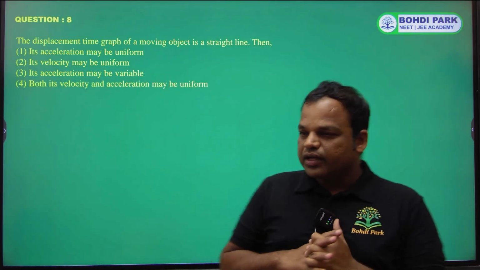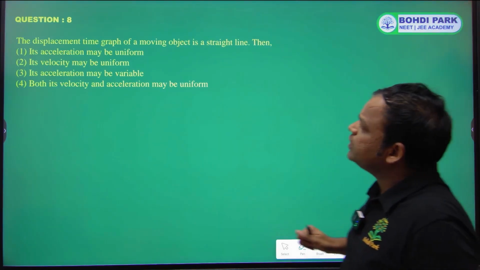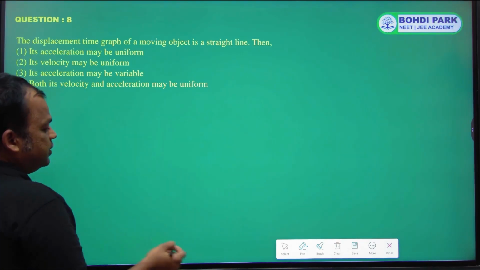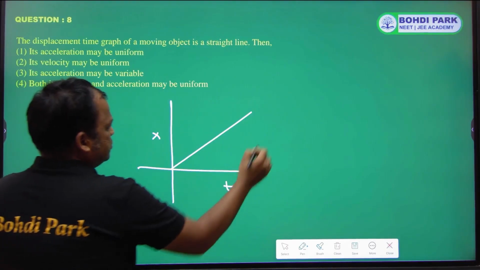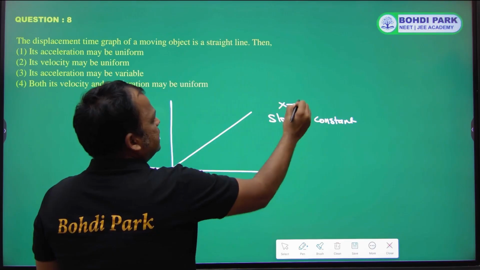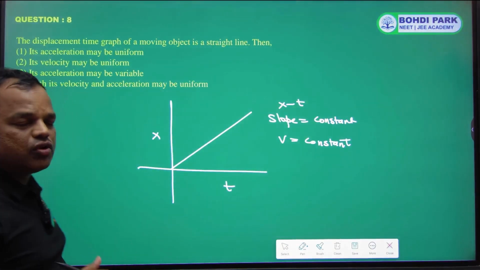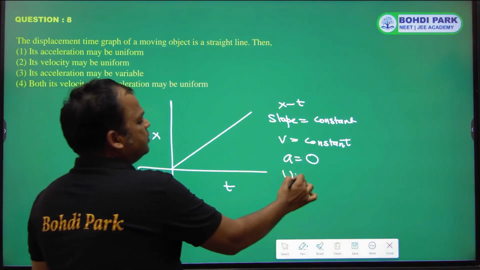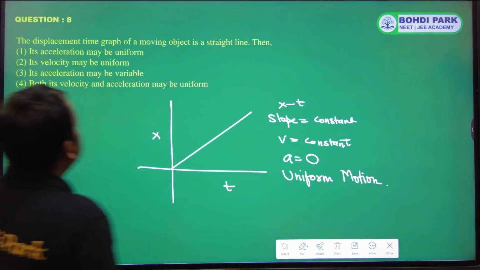The displacement time graph of a moving object is a straight line. Then we have to select the option. So displacement time graph is a straight line. So suppose this is the displacement time graph. So slope is constant. So in the x-t graph, slope is velocity. Velocity is constant means acceleration 0. Acceleration 0, it is uniform motion. Velocity constant means uniform motion.